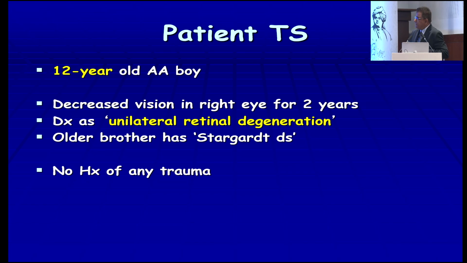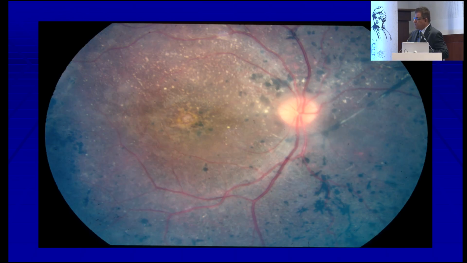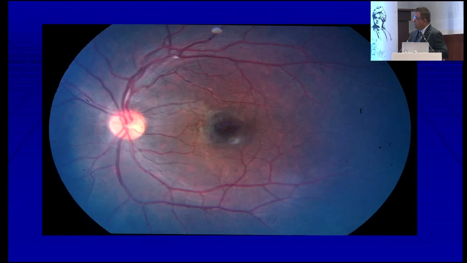12-year-old boy, unilateral retinal degeneration. Older brother was known to have Stargardt disease. Whenever you talk about unilateral retinal degeneration, always think about trauma, but there was no history of trauma. Vision was worse in the right eye, but even the left eye was slightly down. So that shows you a total retinal degeneration in that right eye. The left eye, relatively speaking, looked normal, although it was not normal.